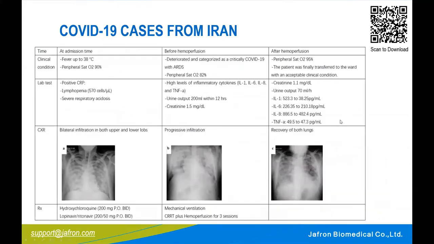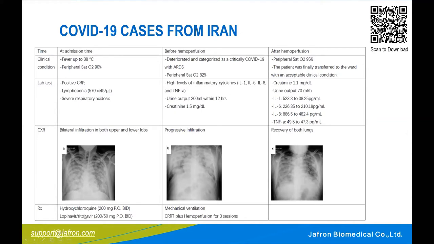I made a chart here so we can see the development of this patient. At admission, the patient had fever, low oxygen, positive CRP, and low white blood cells, with severe respiratory acidosis. We can see there were bilateral infiltrations in both the upper and lower lung of this patient.